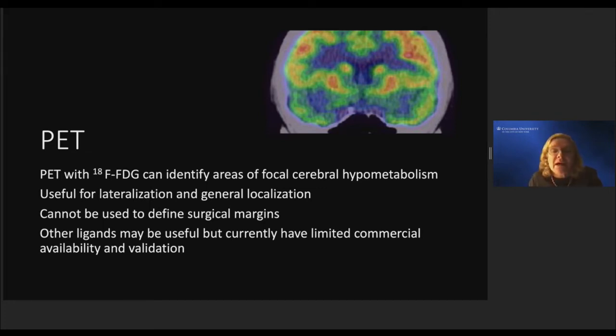PET can be useful for lateralization and general localization, as seen very nicely in the case. It, however, cannot be used to define surgical margins and tends to be more regional. And in the case, we saw clear hypometabolism in the mesial as well as basal structures of the temporal lobe. And as I stated, other ligands may be useful but have currently limited commercial availability as well as validation. But I do think this is an evolving area that may help us better understand underlying pathogenesis as well as define the epileptogenic zone.